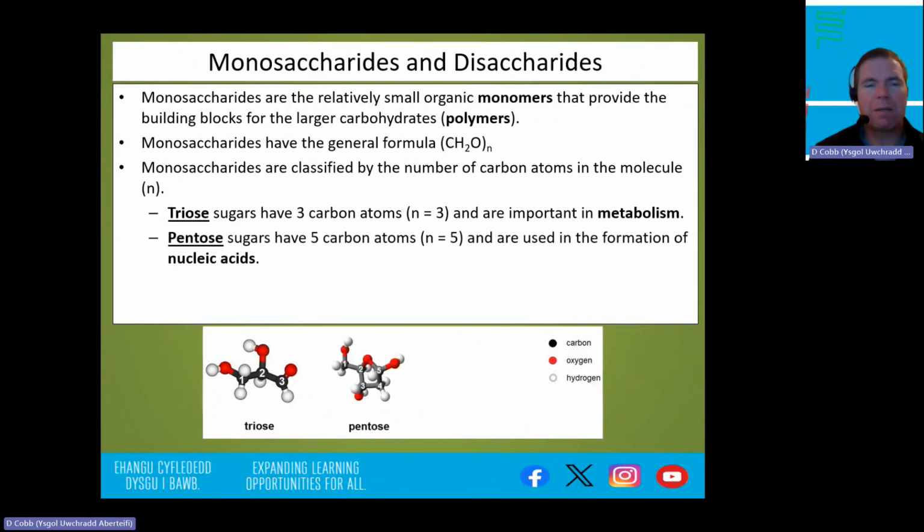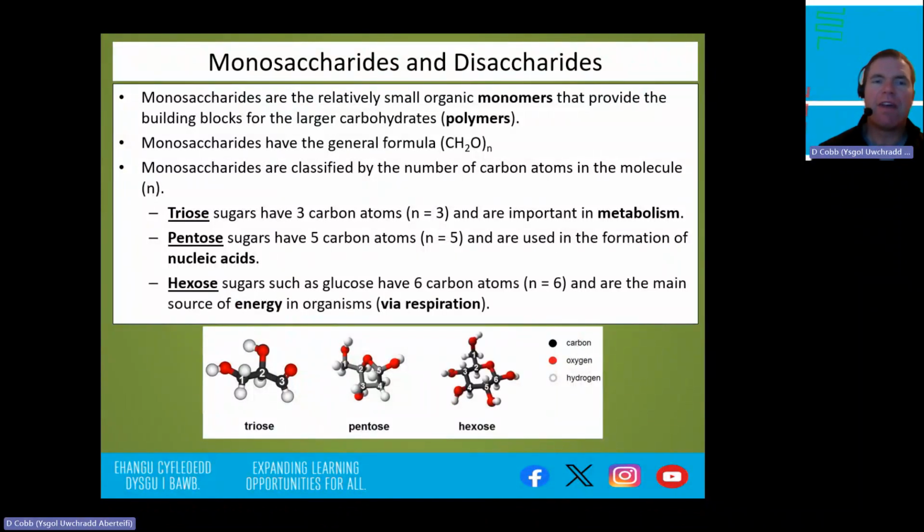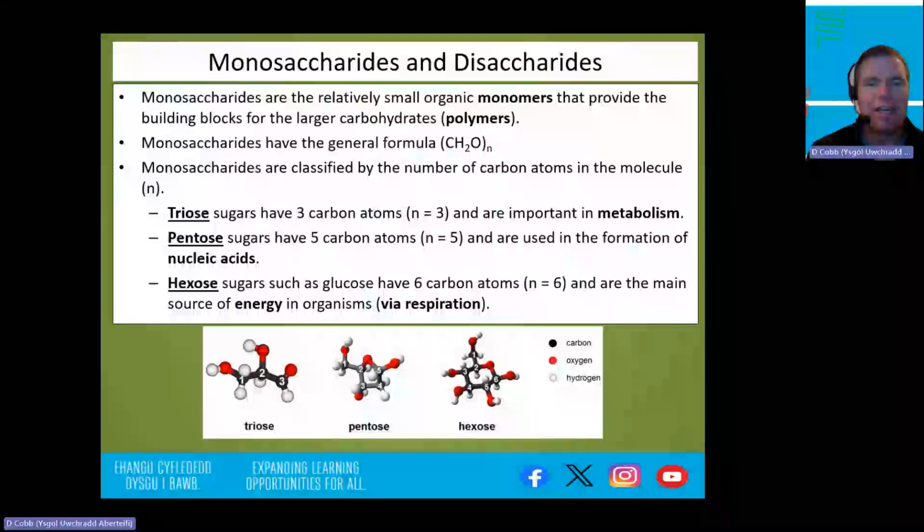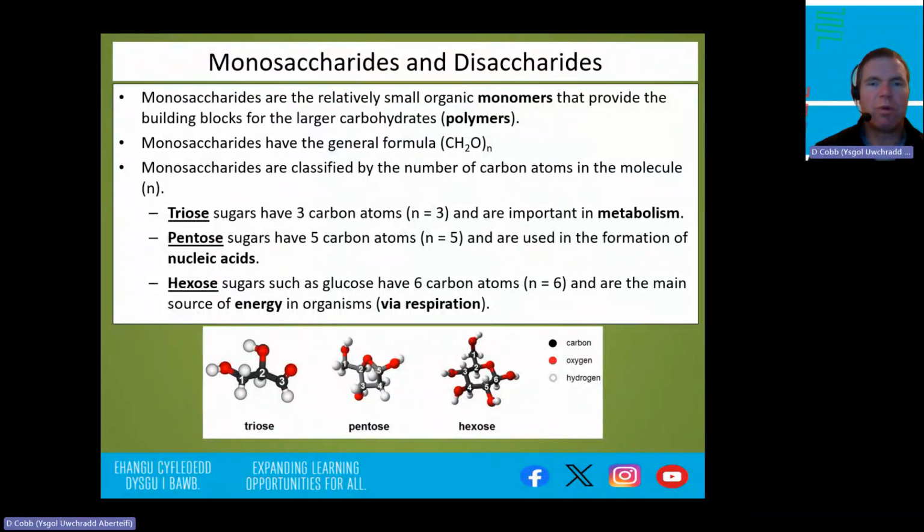Pentose sugar, like a pentagon, means 5, so 5 carbon atoms, and they're involved in the formation of nucleic acids. Now, nucleic acid is a whole unit at AS. Really, we're referring to DNA, which you're familiar with from GCSE, and RNA, which is like a sister molecule to DNA, very similar. And then hexose sugars, hex for hexagon, so 6. An example here is glucose, the one you're most familiar with. Those hexose sugars are the main source of energy.